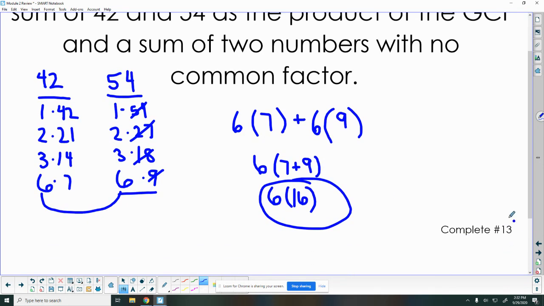Okay, so go ahead and try number 13. So just follow the same steps here. List the factors, then put your greatest common factor out here to the side. Then I asked myself, 6 times what is 42? That answer was 7. 6 times what is 54? That answer was 9. Put your adding parts together and combine them to finish. Let's go ahead and pause and do number 13.